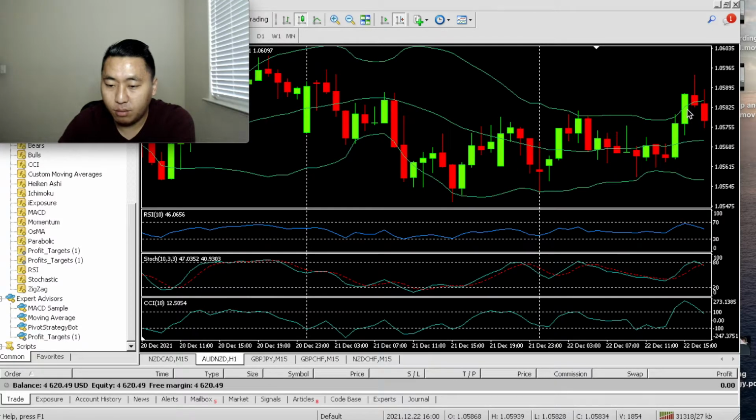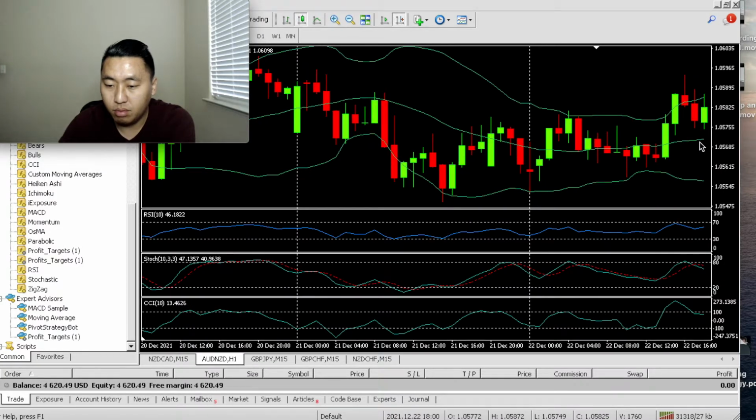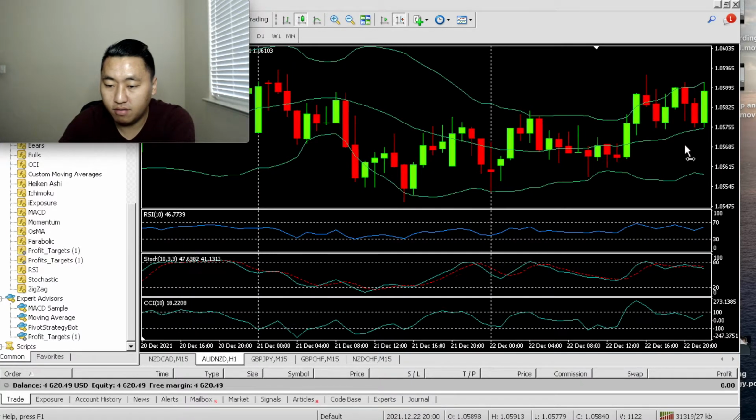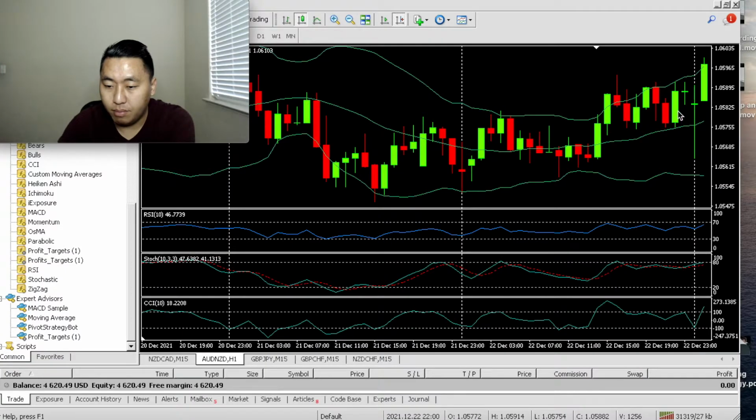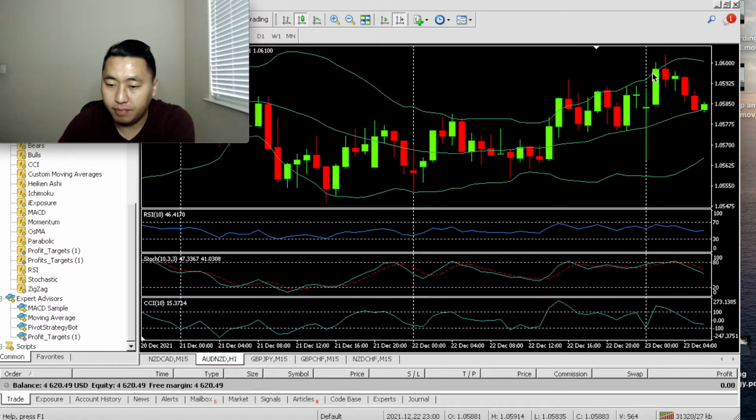Take profit: if you're gonna use Bollinger Bands, I would just do take profit in the middle here, this middle Bollinger Band line, and then stop loss above. And man, price hit take profit here. It's not always gonna hit take profit, but in this case it worked out perfectly, and then it went up that way, right?